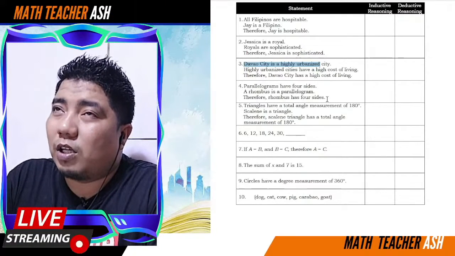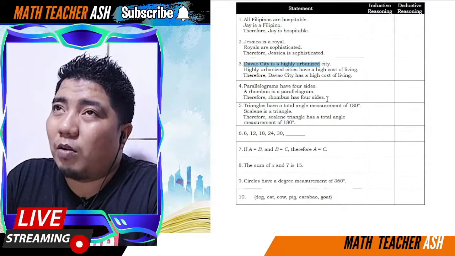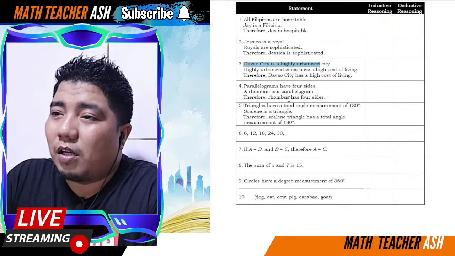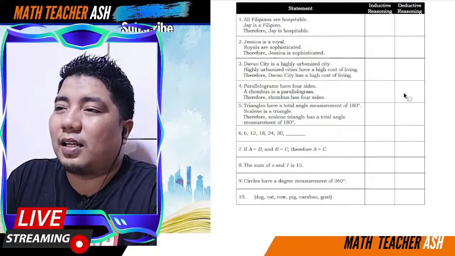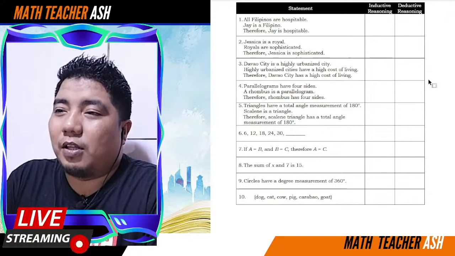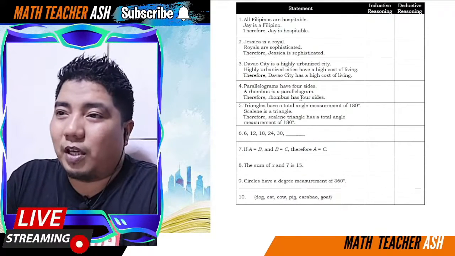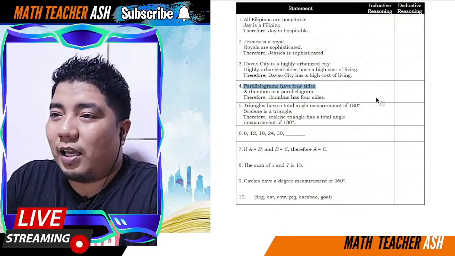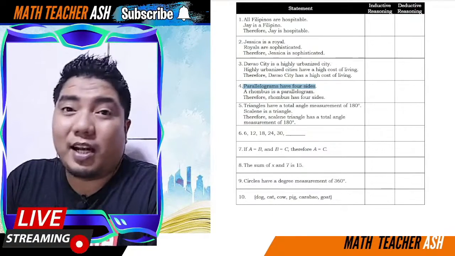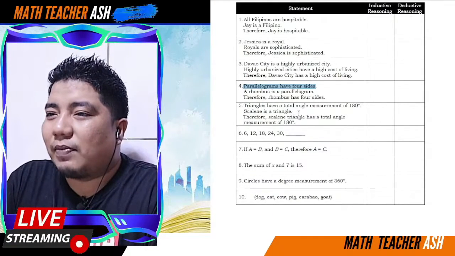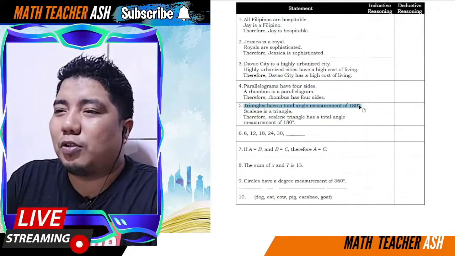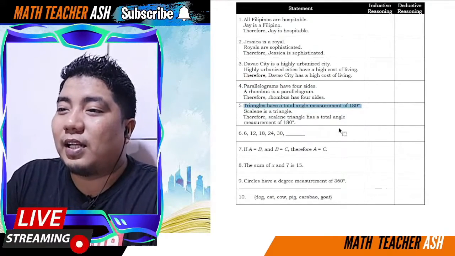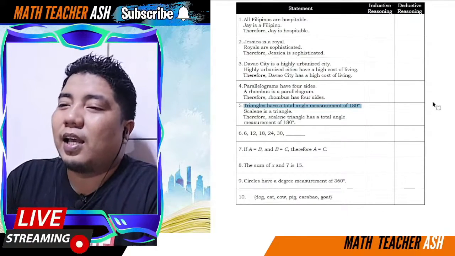Since 4 sides equal naman parati. Tama. Parallelogram has always 4 sides. Parallelogram, yeah. I think this is a deductive reasoning, my dear math learners. Okay, deductive ito. Because this is a, ano tawag dyan? General information. Triangle have a total angle of 180 degrees. Okay, this is another general information. Scalene sa triangle, therefore scalene triangle sa total. Okay, that is deductive reasoning.